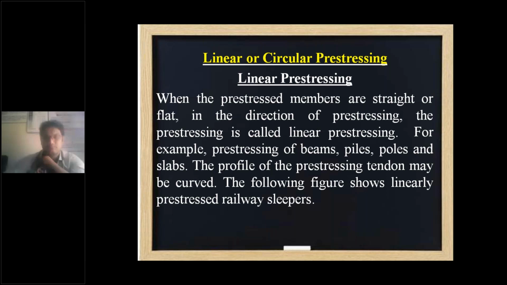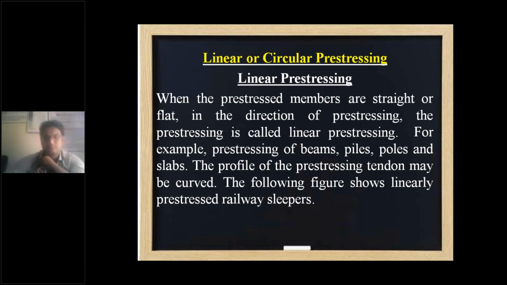So let me talk about linear prestressing. Whatever examples we've seen till now are all linear prestressing. Why? Because the member is longitudinal, where we are doing stressing along its longitudinal length, right? The prestressing of members which are straight or flat in the direction of stressing is called linear prestressing. Okay, so what are the examples of linear prestressing?